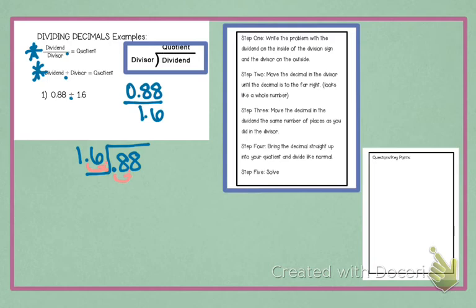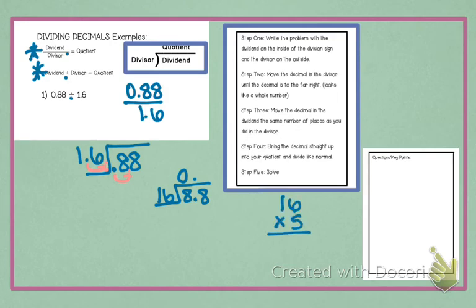And I always like to rewrite my problem just so it looks nice and neat. So 16 dividing into 8.8. And your next step is to bring your decimal straight up and then divide like normal. 16 does not go into 8.8. 16 does go into 88. We just come over to the side and figure out how many times.